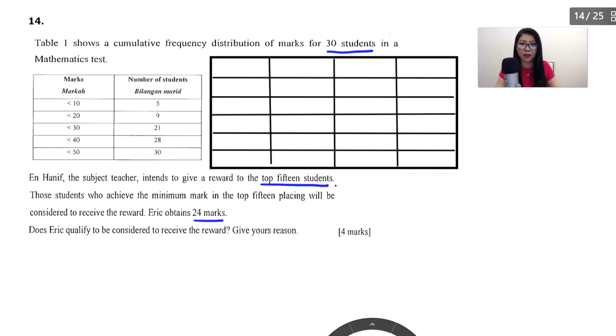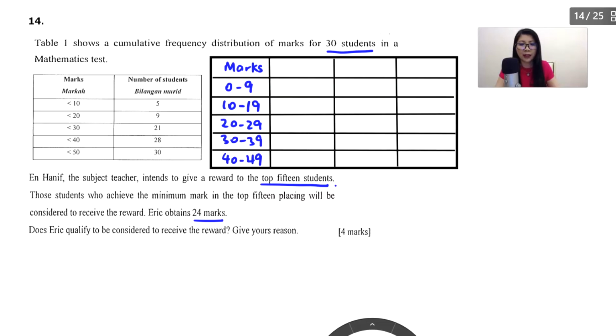Okay, so here will be 4 columns, and then after that we label the title. The title for the first one is marks. Less than 10 means from 0 to 9. Less than 20 means from 10 to 19. Next is 20 to 29. Next is 30 to 39. Next one is 40 to 49.